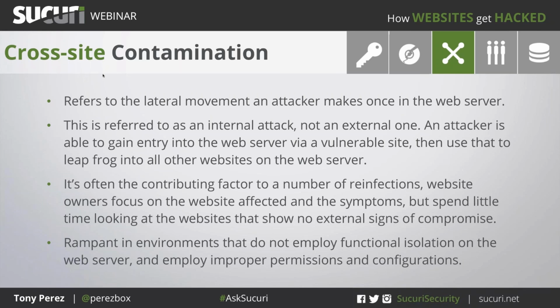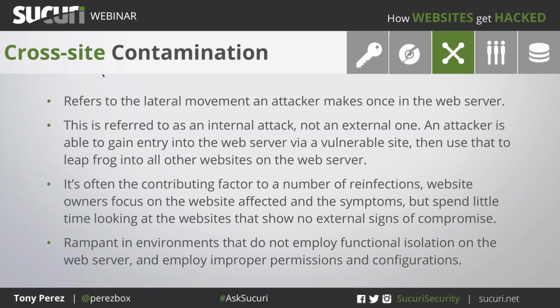It's often the contributing factor for reinfections, right? And this is kind of where you hear things like permissions and default prefixes and stuff like that. Those don't necessarily lead to external attacks. Those are more configuration issues that lead to internal attacks through the form of something like cross-site contamination.